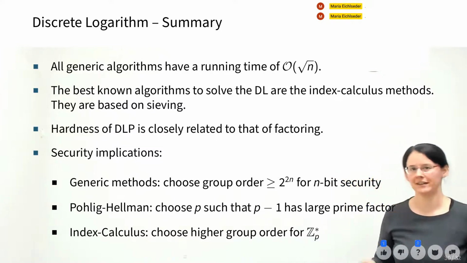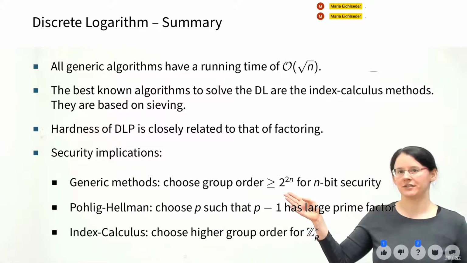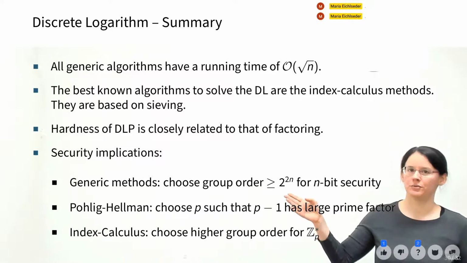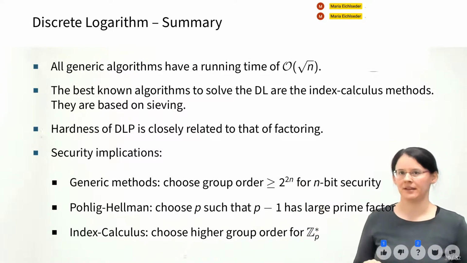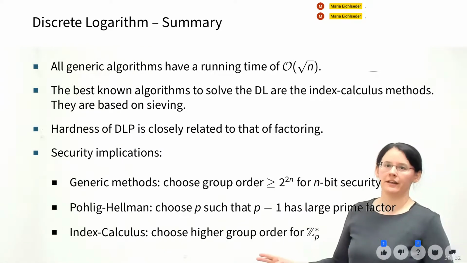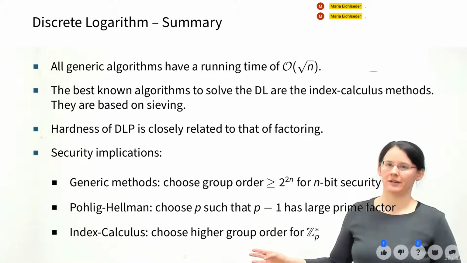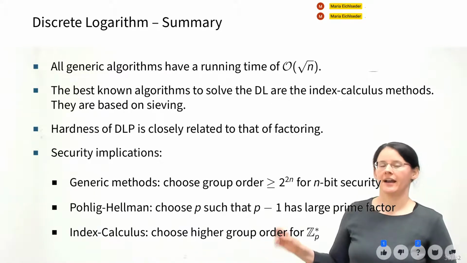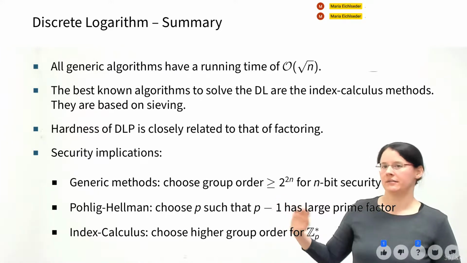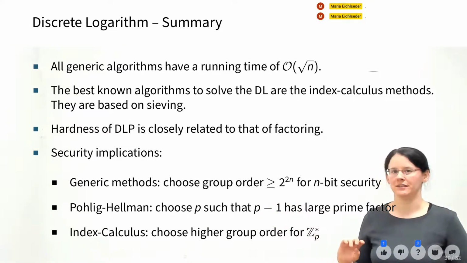So more specifically, when I can't do index calculus, let's choose a group order of 2 to the 2 times n, where n is the security parameter. If I have index calculus applicable, then I choose the group size by the same considerations as in the factoring lecture. And I have this point here in between, using the Pohlig-Hellman algorithm that we didn't cover.